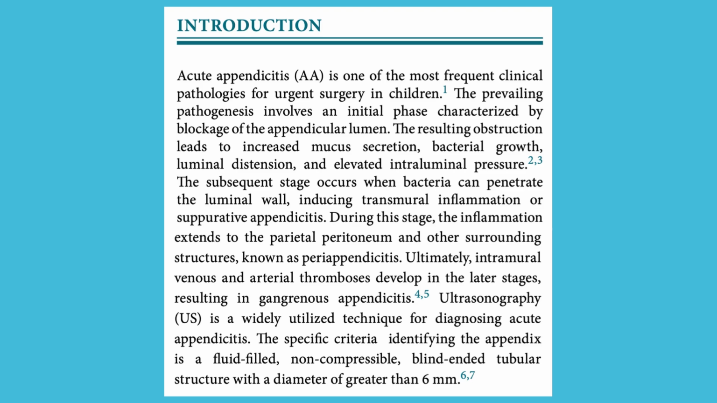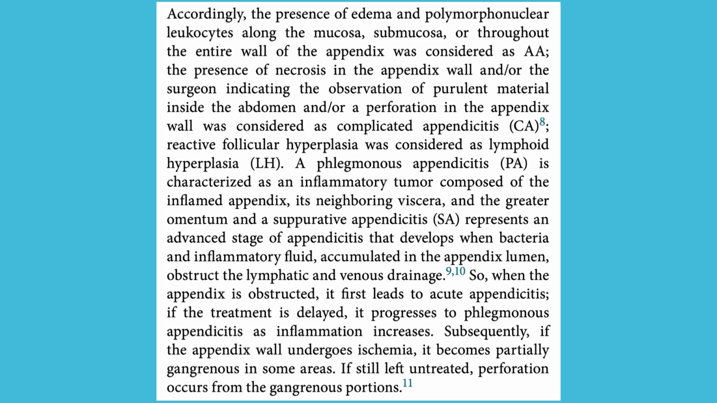Ultrasonography, US, is a widely utilized technique for diagnosing acute appendicitis. The specific criteria identifying the appendix is a fluid-filled, non-compressible, blind-ended tubular structure with a diameter of greater than 6 millimeters. Accordingly, the presence of edema and polymorphonuclear leukocytes along the mucosa, submucosa, or throughout the entire wall of the appendix was considered as AA. The presence of necrosis in the appendix wall and/or the surgeon indicating the observation of purulent material inside the abdomen and/or a perforation in the appendix wall was considered as complicated appendicitis, CA.